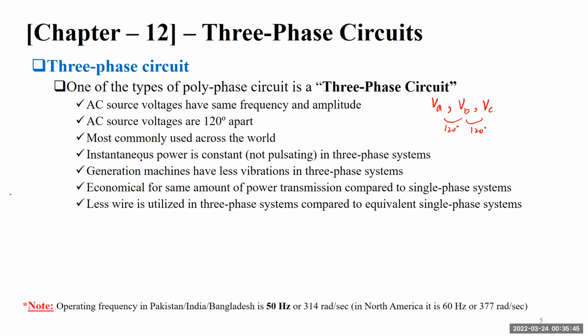Remember that one of the key advantages is that the instantaneous power is constant in three-phase systems, and it is not pulsating, unlike two-phase or single-phase systems. Then generation machines have less vibration in three-phase systems.